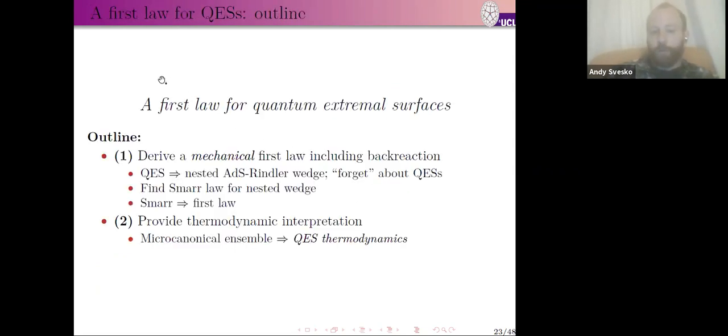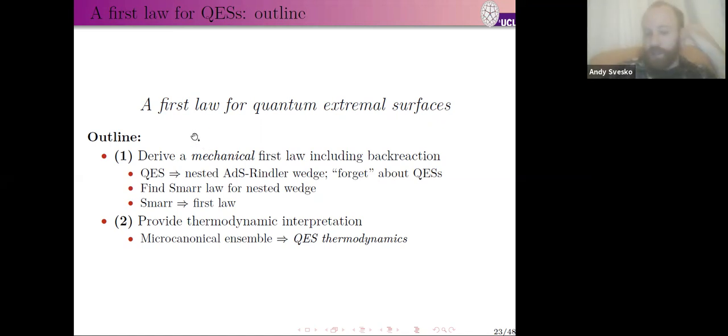Okay, so now that we've found that including backreaction within the context of gravitational thermodynamics leads to quantum extremal surfaces, we're interested in studying the mechanics and thermodynamics of this quantum extremal surface. In a way, this follows the approach of studying black hole thermodynamics, but now applied to quantum extremal surfaces, which in some sense can be viewed as a semi-classical generalization of a horizon. That's not quite accurate, but that's kind of the motivation.